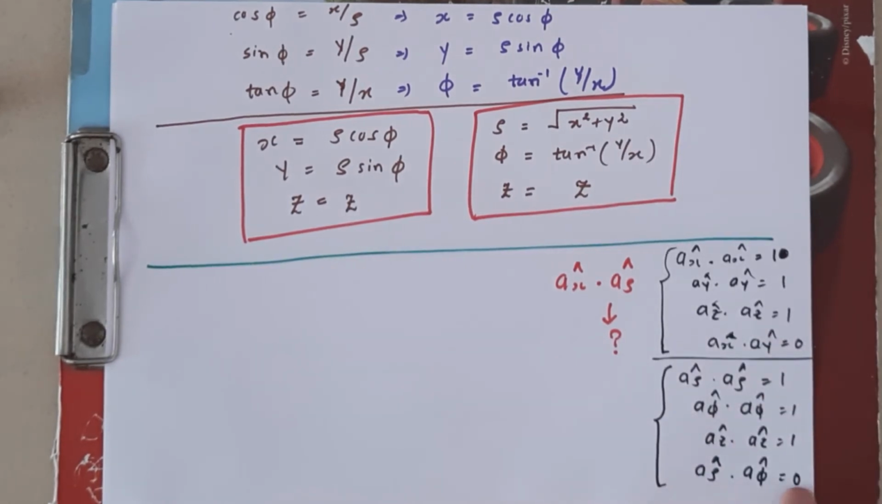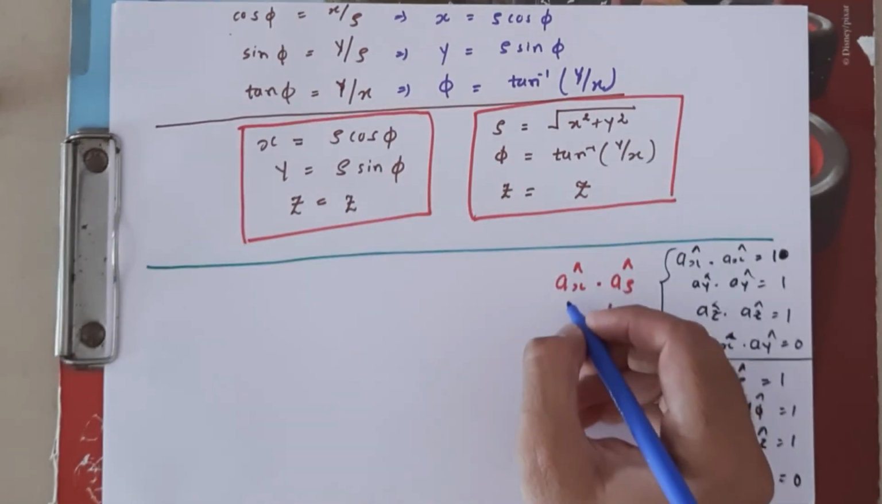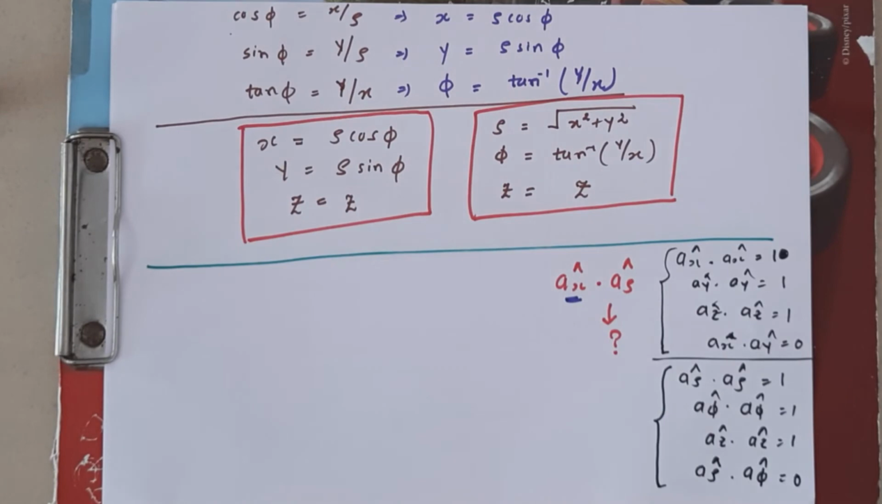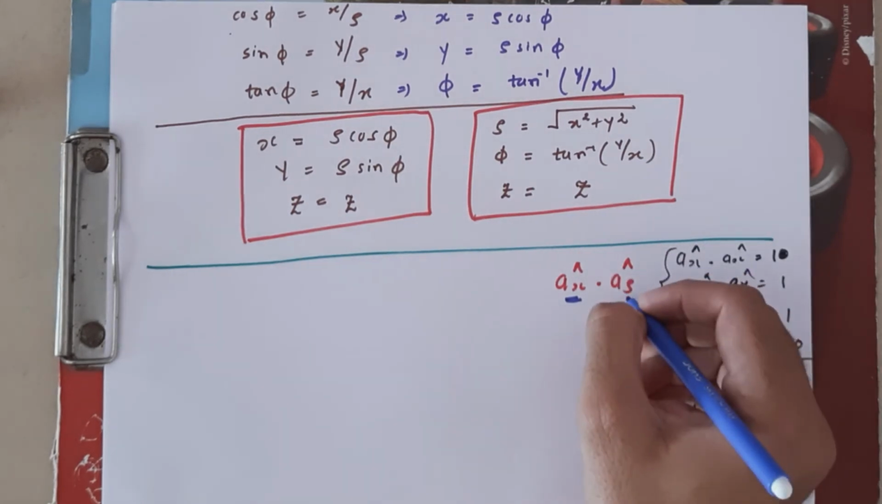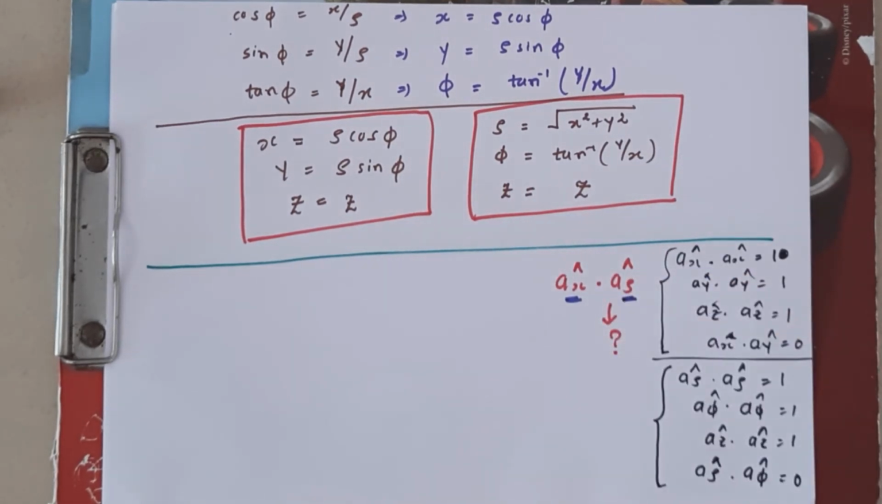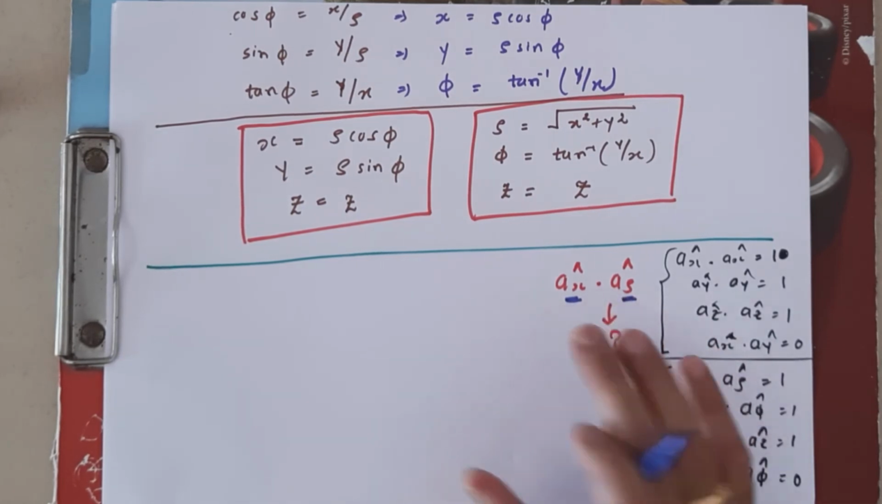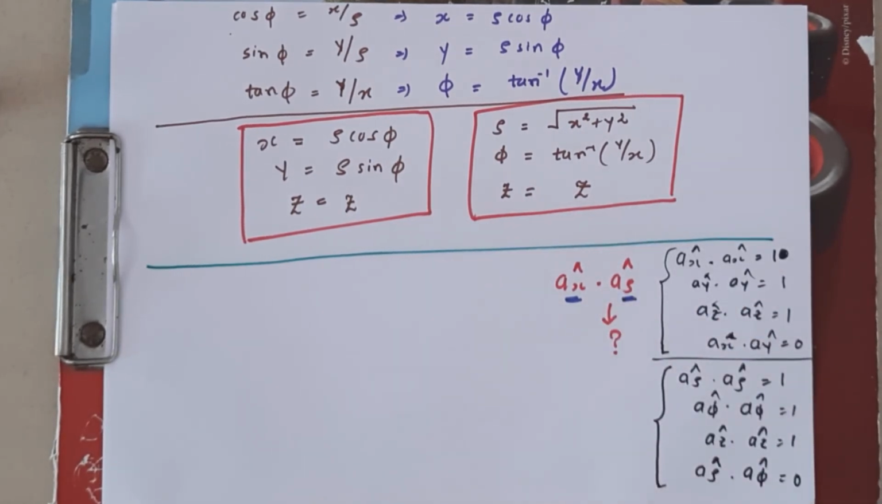Similarly, a_rho dot a_phi is equal to 0. Why? Because rho and phi are variables of the same cylindrical coordinate system, so that is why it is 0. But in this case, it is a_x. And what is a_x? a_x is a unit vector in the x direction for the rectangular coordinate system, and this one is a_rho, which is for the cylindrical coordinate system. Both are different coordinate systems. So what is the dot product? This one is a question mark.